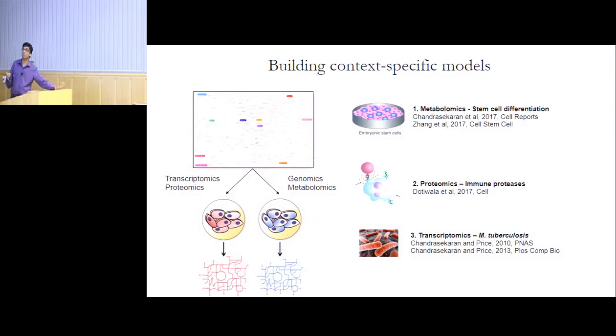So to summarize what I've said so far, I talked about how we can use these genome scale models to interpret different kinds of data and how we can create context specific models by using different kinds of omics data and overlaying that onto the model. Also talked about some challenges that we face. And for the next 2 minutes or so, I'm going to talk about some interesting directions where we are taking this in the future.